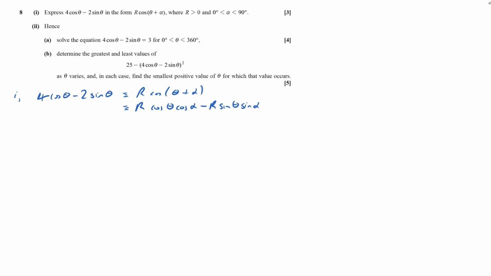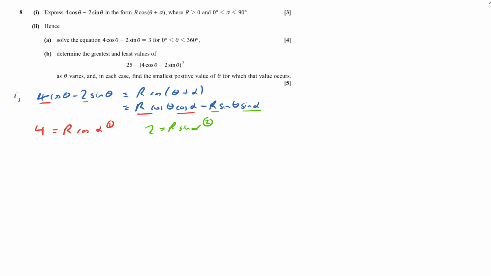And this gives me my two equations. First off, I've got the 4 lots of cos theta, and here I've got r cos alpha lots of cos theta, so the first equation will be 4 equals r cos alpha, and I'll call that equation 1. The second equation comes from the sine terms: I've got minus 2 sine theta, and here I've got minus r sine alpha. I've got the minus sign and the minus sign there, so I don't need any of that. So 2 equals r sine alpha, and that's equation 2.